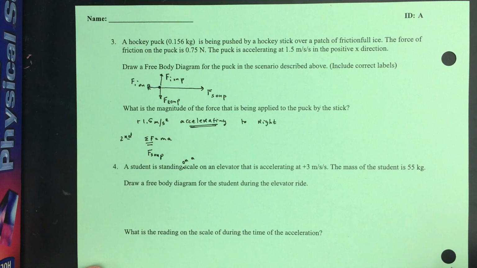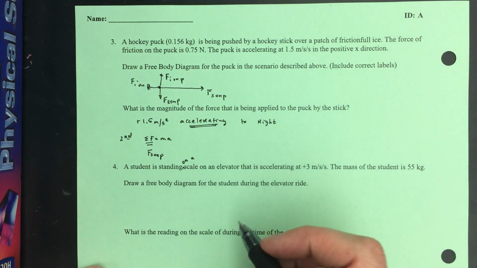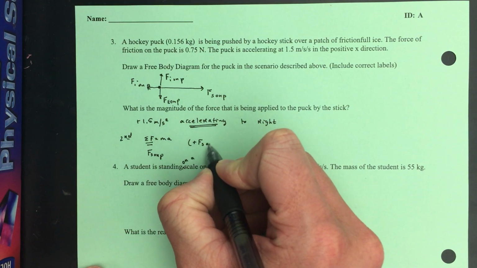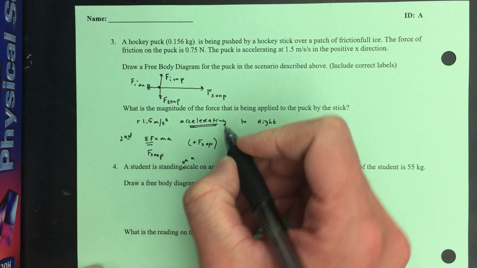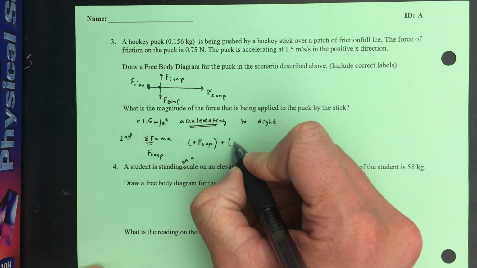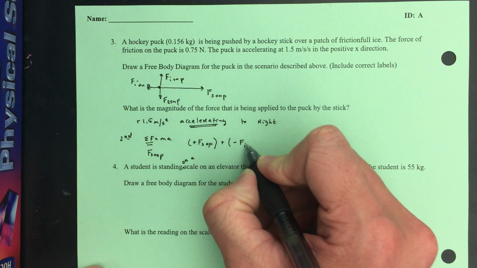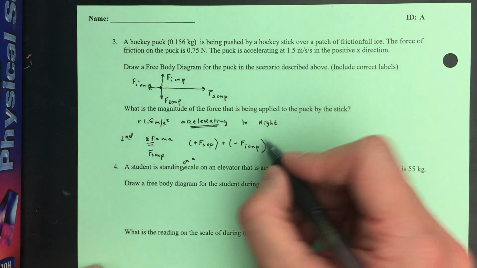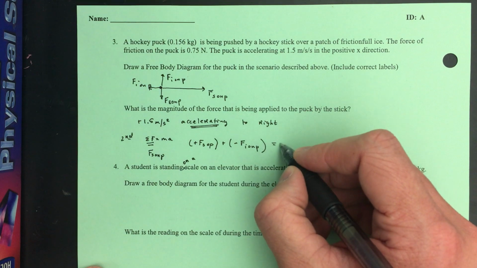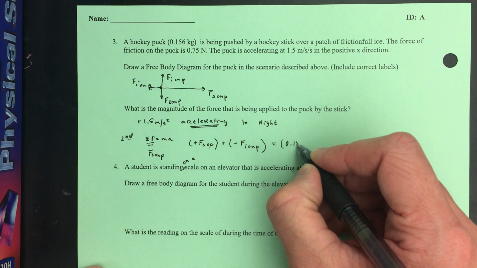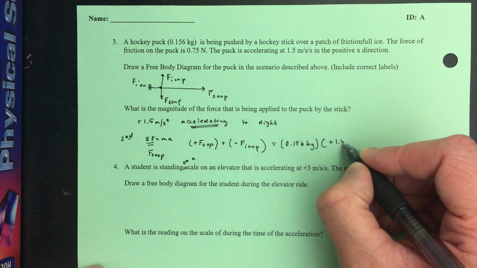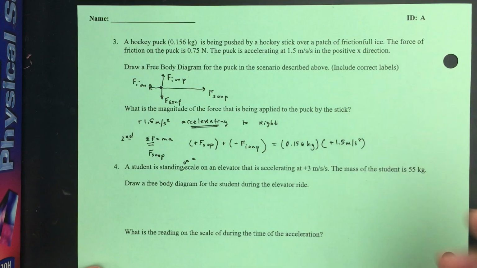So we need to write ourselves a statement that will detail out exactly what it is that we want to solve for. Well, the positive force of stick on the puck plus the negative force of the ice on the puck, and that is a negative force because we are acting to the left, is equal to the mass, which is 0.156 kilograms, and the acceleration, 1.5 meters per second squared.